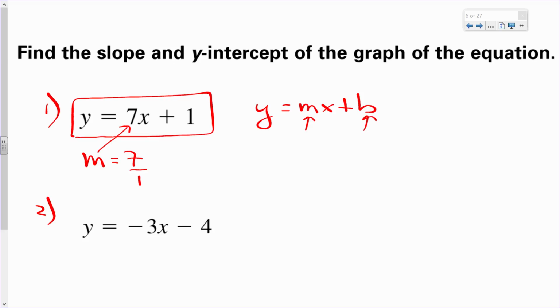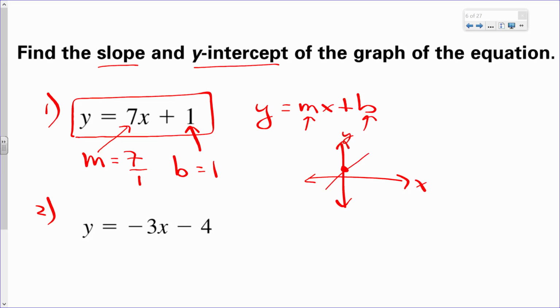Okay, that's done. And the y-intercept. Well, the y-intercept is right here, the number that's by itself. Look at the b. So I can write b is equal to 1. That means however this line looks, I know the line crosses the y-axis. If I were to graph it, which I'm not asking you to graph right now, I know this equation crosses the y-axis right here.